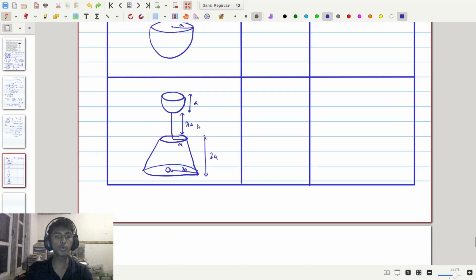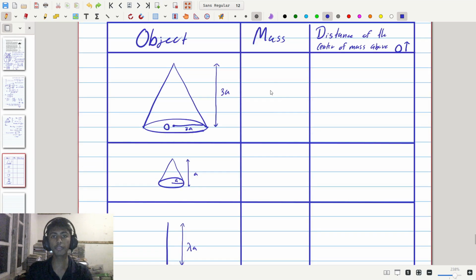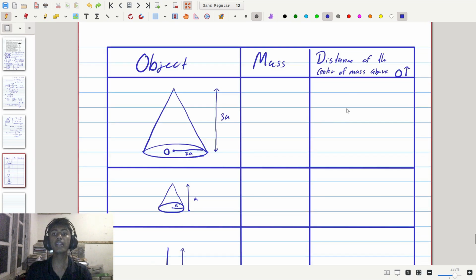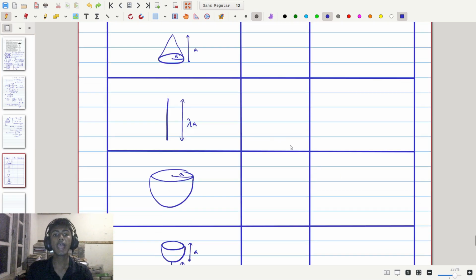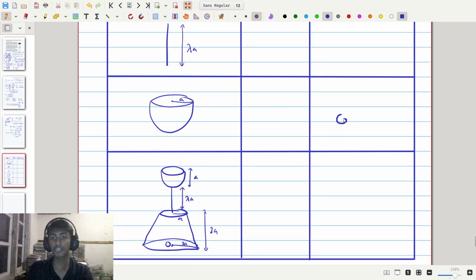So now what we're going to do is to fill in all of these columns. We're going to fill in all of the mass columns, and then we're going to fill in all of the distance of the center of mass columns, and finally we're going to take the product of this mass and this distance, add to that the product of this mass and this distance, add to that the product of this mass and this distance, and finally add to that the product of this mass and this distance, and say that that total product sum is going to be equal to the product of the mass of the total composite object times the distance of the center of gravity of the composite object from the origin O.